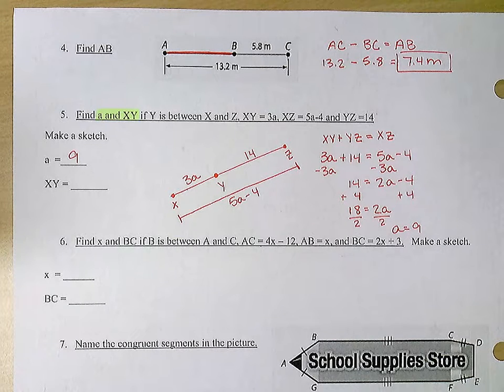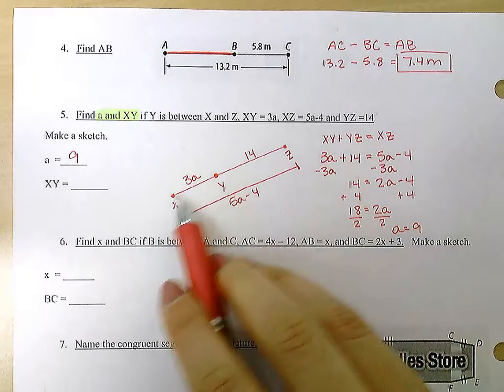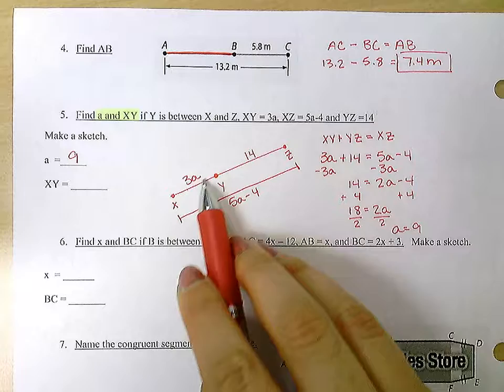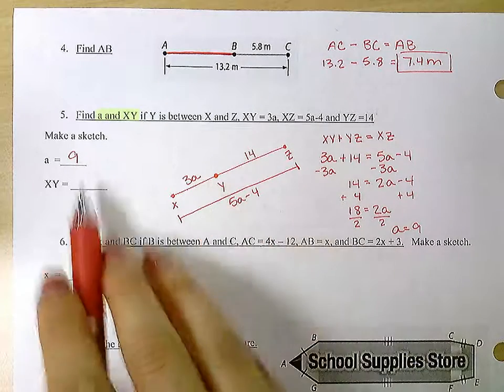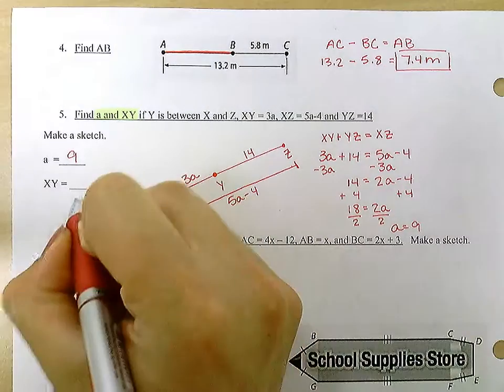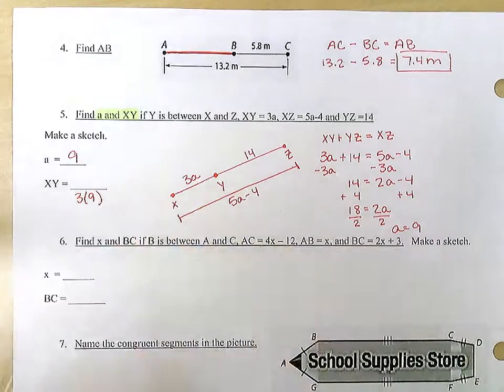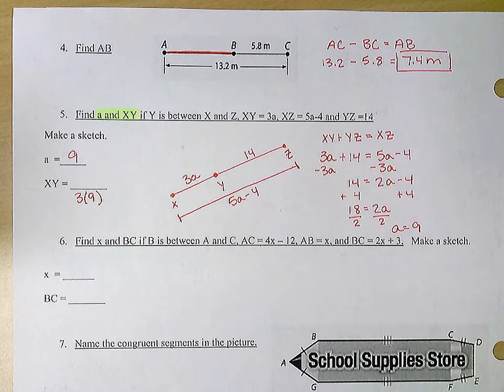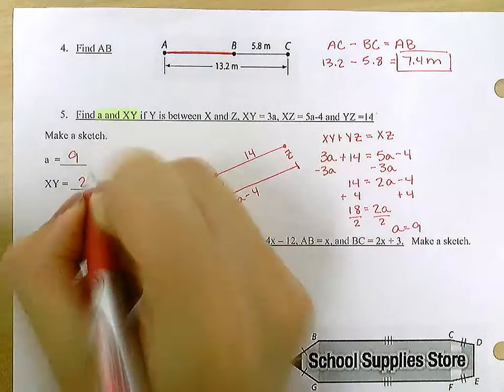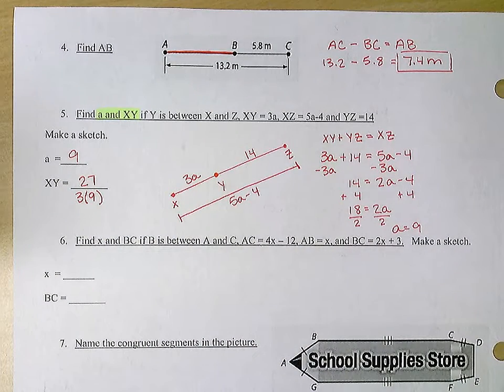The other part was XY, so I need to find the length of XY. Well, XY is this 3A piece, and I just found what A was, so I can plug in 9 for A. So I have 3 times 9. That's 27, so XY would be equal to 27. Questions? We're good? Make sense how I set it up? How I solved it?